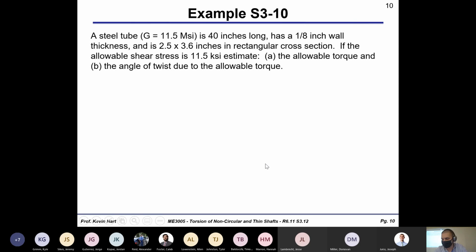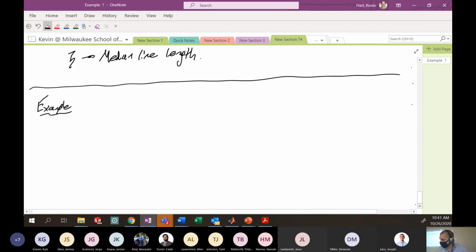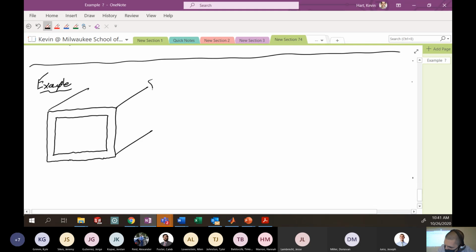Let's get down to business with this example problem. Let's draw a picture of our cross section. We've got this rectangular cross section. I'm not going to draw this to scale, I'll exaggerate the wall thickness a bit here, and it goes into the page. We're told that the outer dimensions here are 2.5 by 3.6, and that our wall thickness here is 1/8 inch.